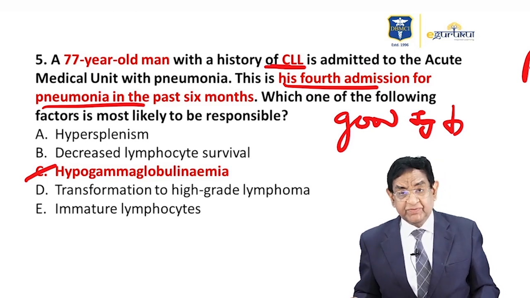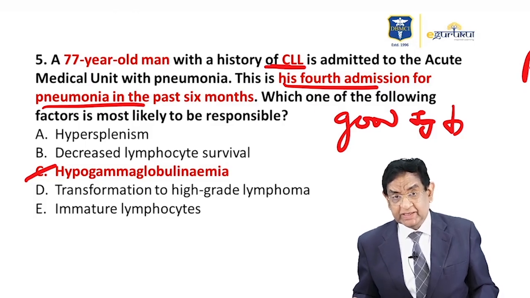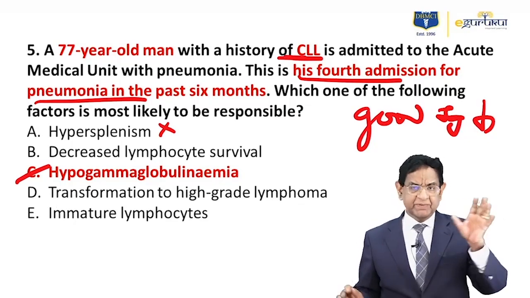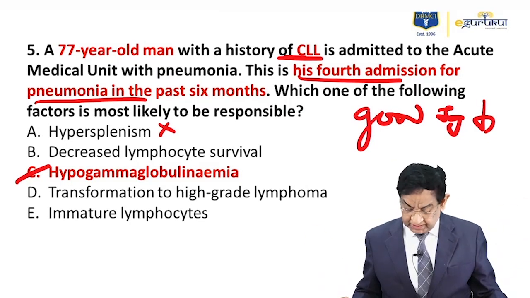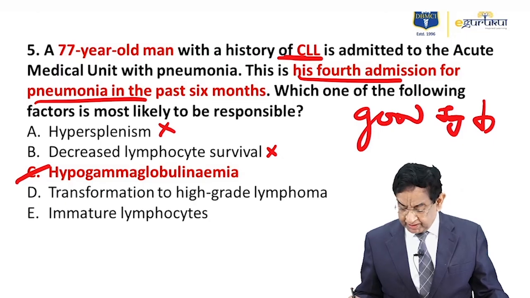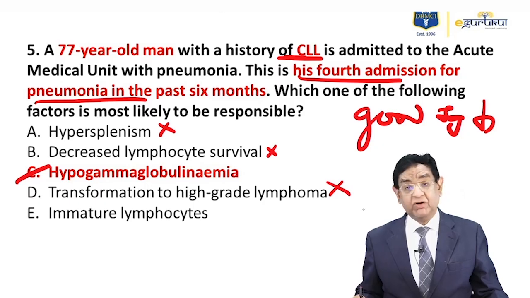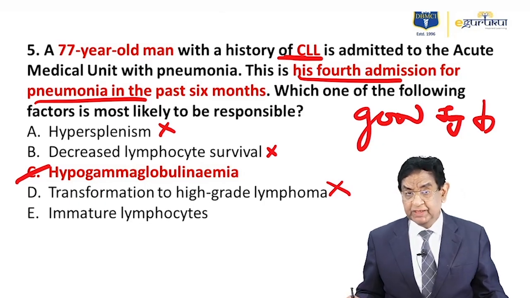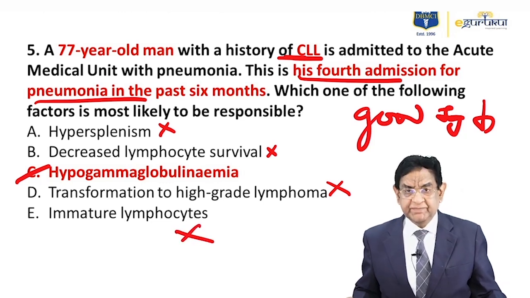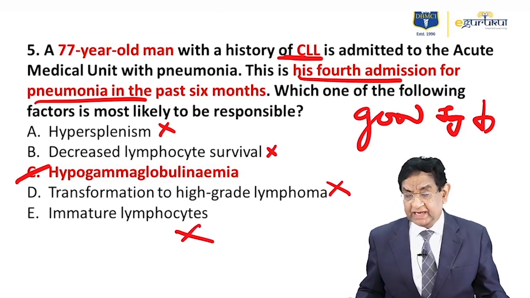The patient has been sick for the fourth time in 6 months, hospitalized for pneumonia because of CLL. Hypersplenism is usually not seen because here the spleen is not that big. Decreased lymphocytic survival, no, it is the cancer cells which are getting made and they are not making immunoglobulin. Transformation to high grade lymphoma is very uncommon and doesn't contribute to reduced immunoglobulin level. And immature lymphocytes, no, they are cancerous B lymphocytes.